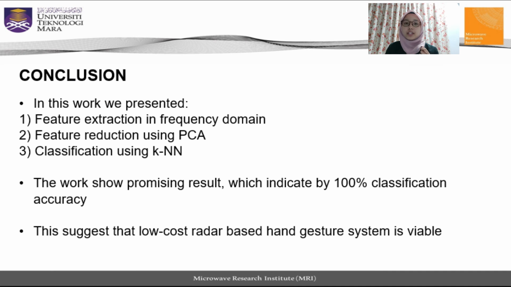So, to conclude, in this work, we have presented feature extraction in the frequency domain, feature reduction using PCA, and classification of hand gestures using KNN. The work has shown a promising result, which indicates a 100% classification accuracy and proves that the low-cost radar-based hand gesture system is indeed viable.